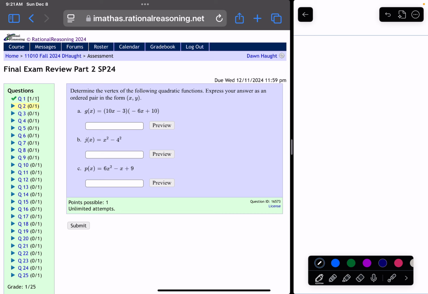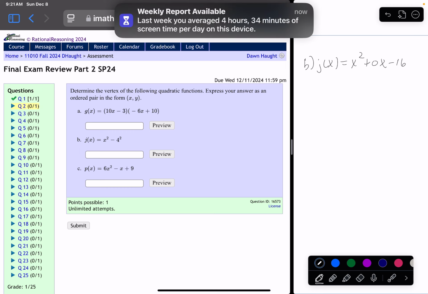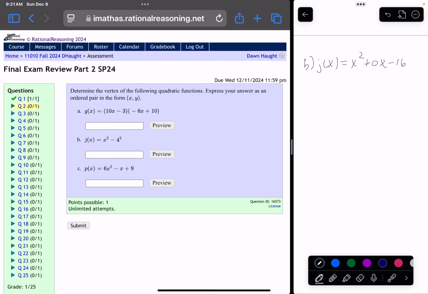So let's start with B. I'm going to write it as x squared plus 0x minus 16. They were trying to show you that that was a difference of squares. Okay.